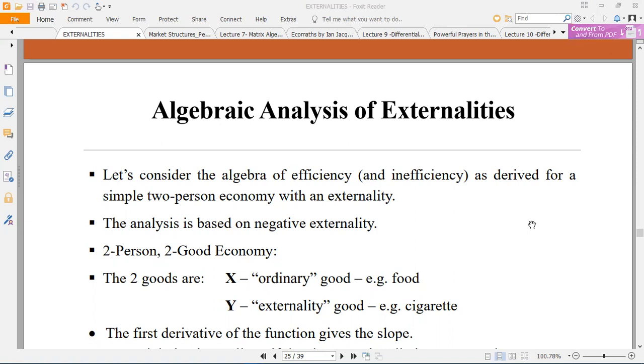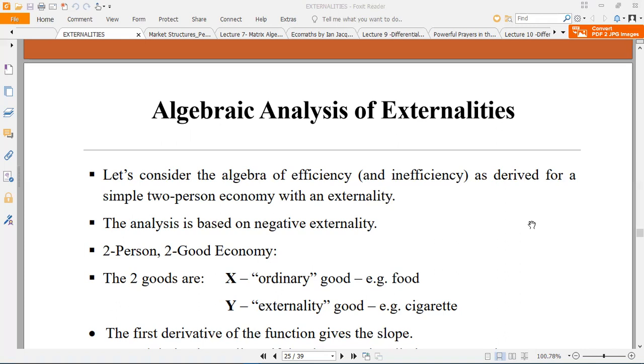And as a result, we said externalities can be caused by either firms or consumers. So we have production externalities and consumption externalities. And also the externalities can be positive, can also be negative. So we have positive consumer externality, negative consumer externality, positive production externality, and then negative production or producer externality. So those are some of the things we discussed last week.